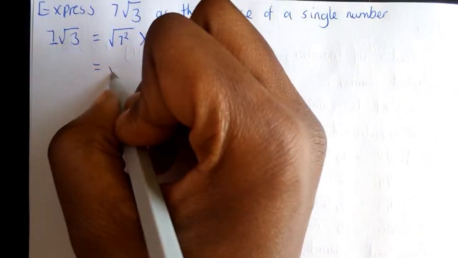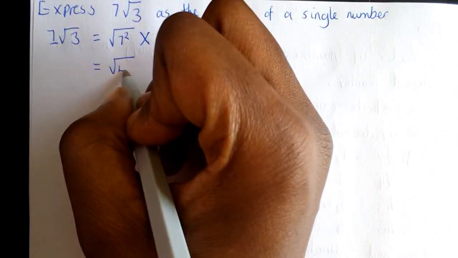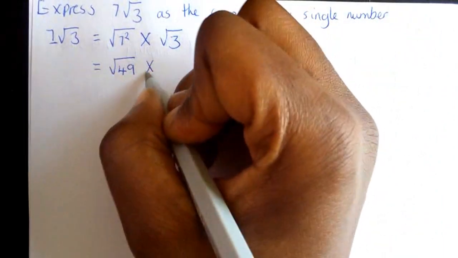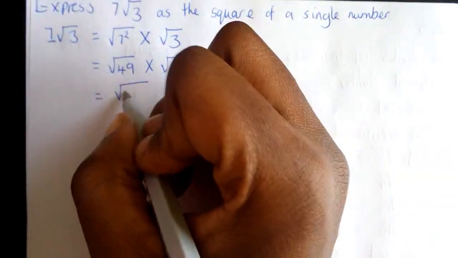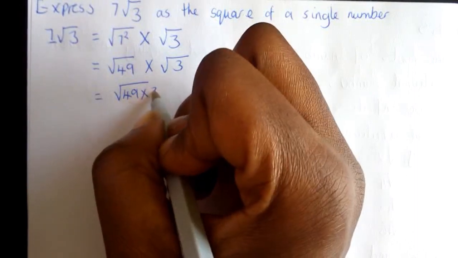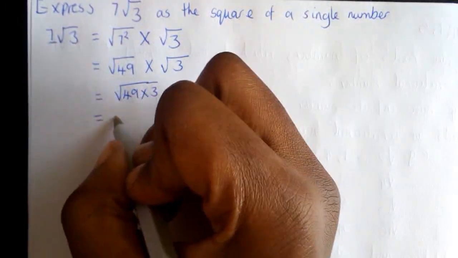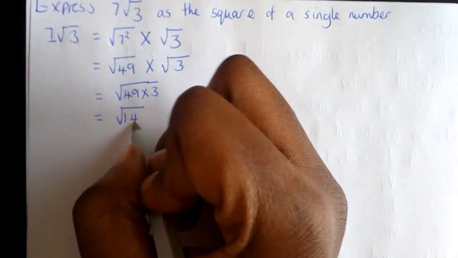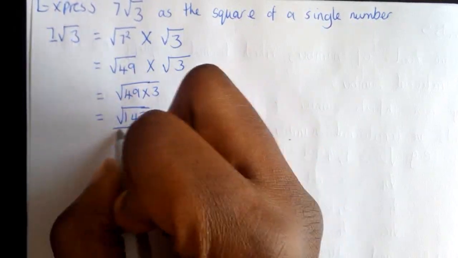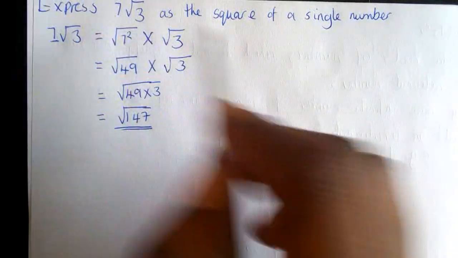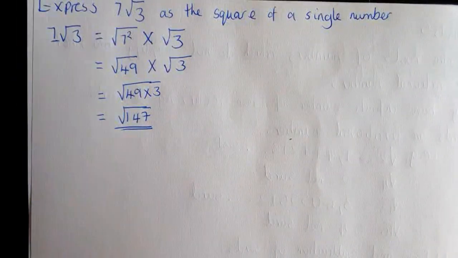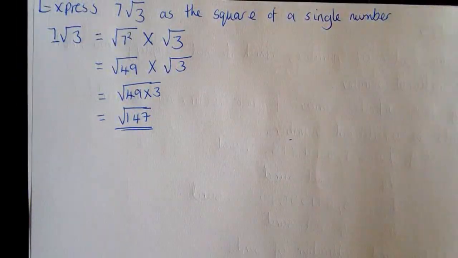This is equal to the square root of 49 times the square root of 3, which is equal to the square root of 49 times 3, which is equal to the root of 147. So this is how we express a number that is like this as the square root of a single number.